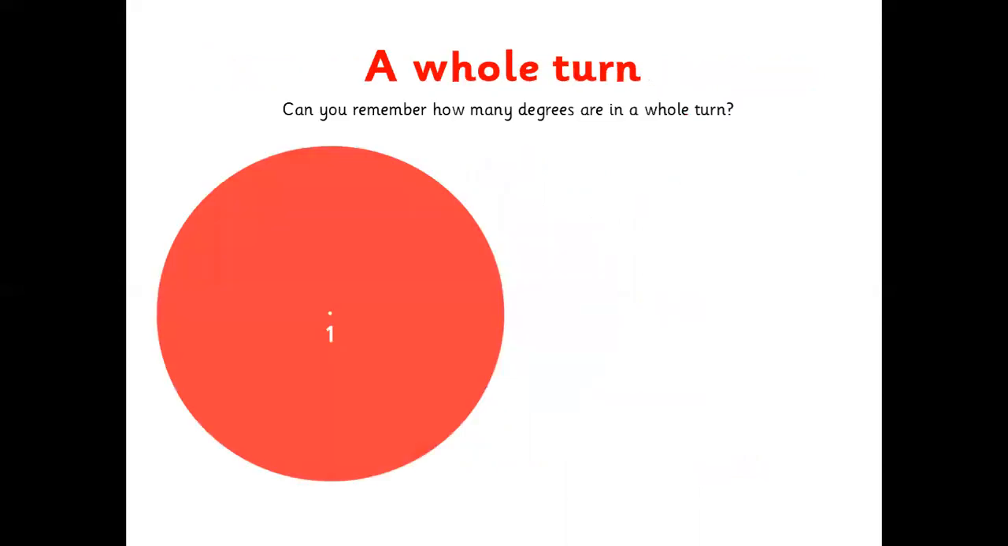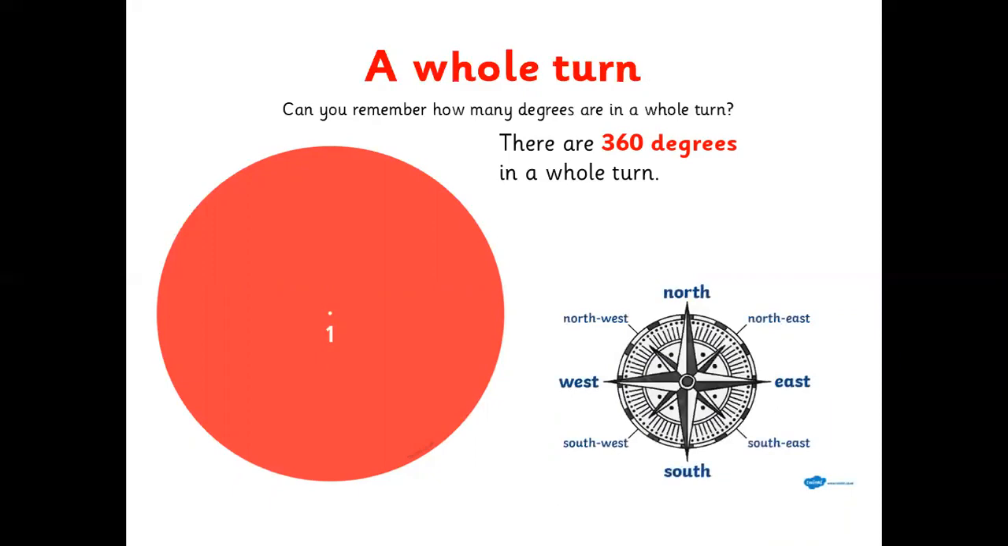Okay, so looking at a whole turn, can you remember how many degrees are in one full turn? Well done if you said that there are 360 degrees in a whole turn. That means that no matter what direction you start facing, if you do a full turn, you're going to finish facing that direction. So if you're facing north, you do a full turn, you'd finish facing north again. If you're facing southwest, full turn, then you'd finish facing southwest.